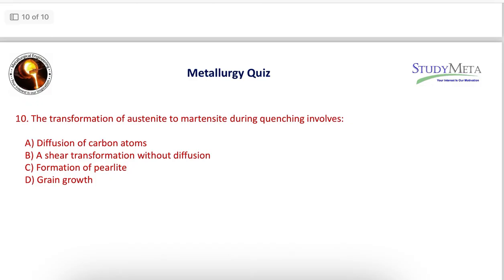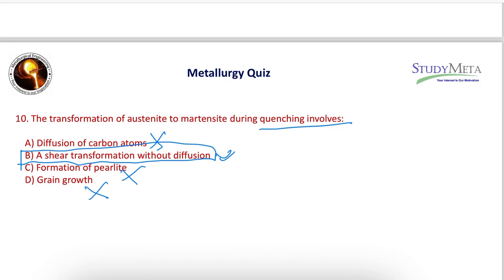Now the last question of this MCQ series is: the transformation of austenite to martensite during quenching involves. So there are a few options: diffusion of carbon atoms, no; formation of pearlite, no; grain growth, no. So the correct answer is B here, which is a shear transformation without diffusion, because you are not giving proper time to diffuse the carbon into the matrix, which is iron here. So that's why quenching provides a shear transformation without diffusion, which results in the martensite structure.